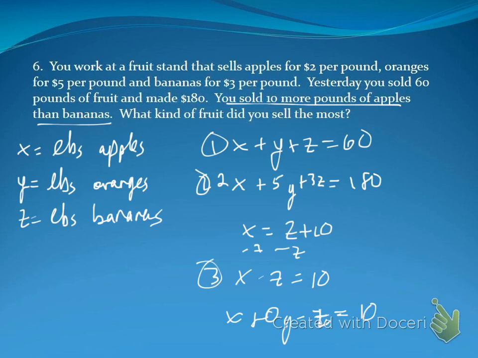You should get 28 pounds of apples, 14 pounds of oranges, and 18 pounds of bananas. Okay, that's how you can figure out how many pounds of each you sold. Which one did you sell the most? Obviously, you sold apples the most.